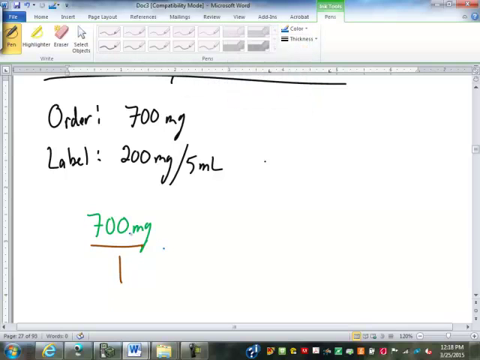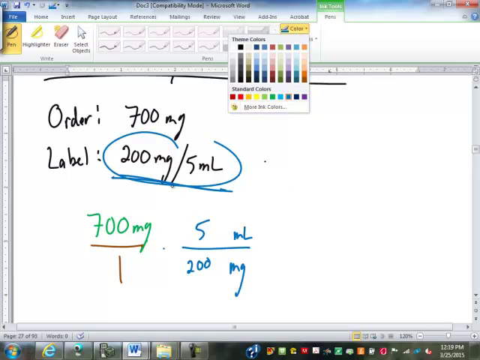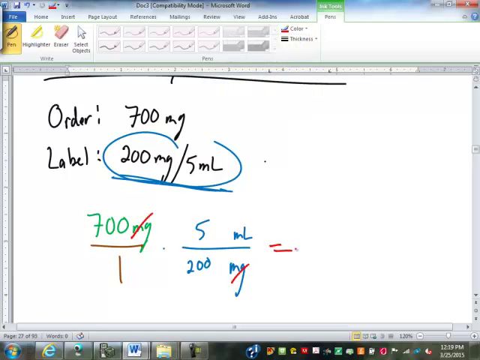Now, we're getting rid of milligrams, and we're going to convert to milliliters, because we're going to administer this liquid medication measured in a syringe to milliliters. So using the label, 200 milligrams to 5 milliliters. Now notice that's upside down, but to make our unit conversion work, we have to match up so that the milligrams will cross cancel. So then 700 times 5 is 3,500 milliliters over 200. Dividing that out is 17.5 milliliters of medication.